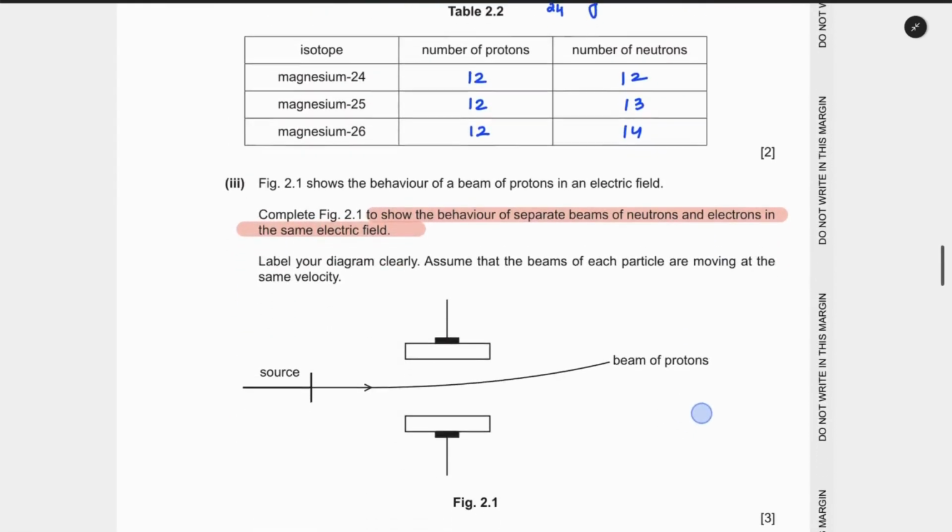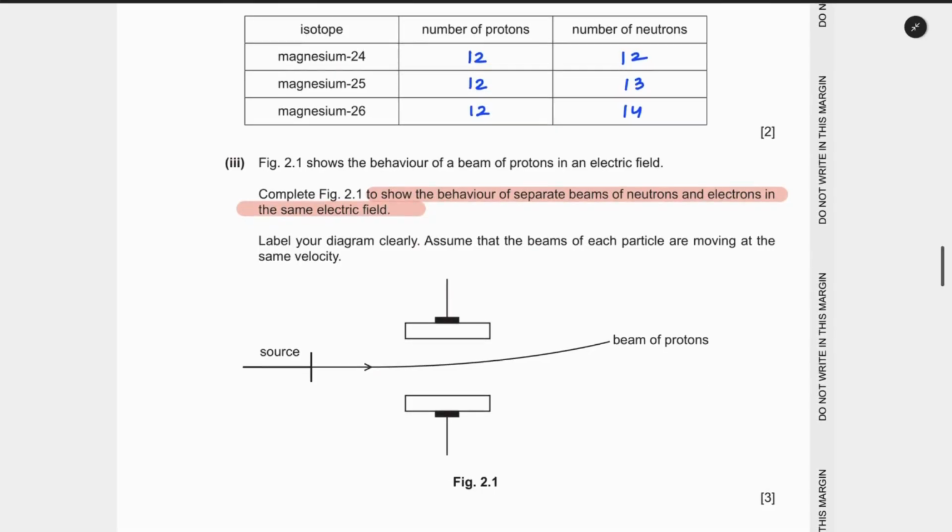Next question. It shows the behavior of a beam of protons in an electric field. Show the behavior of separate beams of neutrons and electrons in the same electric field, and label your diagram clearly. Assume that the beam of each particle is moving at the same velocity. So if the particles are moving with the same velocity, we need to draw the same line.